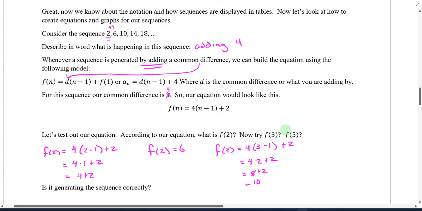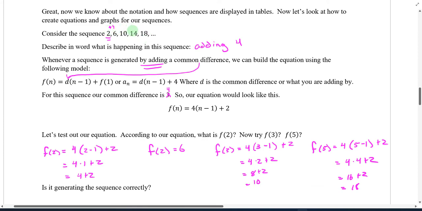I'm going to try it one more time just to make sure we've got it. All right, so f of 5. We're going to do 4 times 5 minus 1 plus 2. Okay, and then we use our order of operations here. So this will be 4 times 4 plus 2, 16 plus 2, and that would be 18. And that is what we wanted to get for f of 5, right?